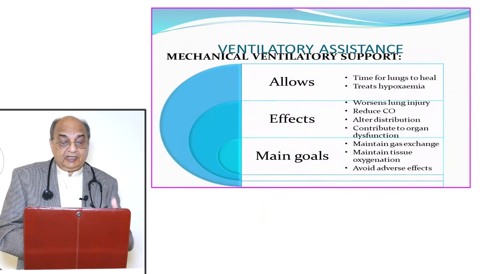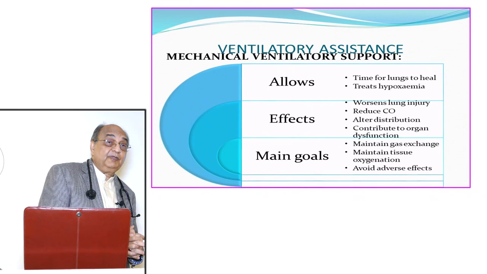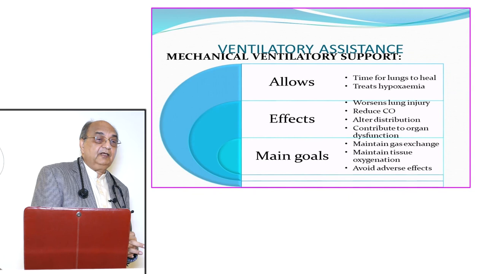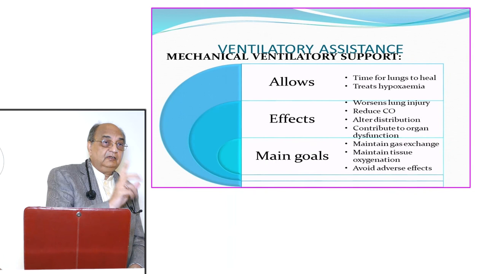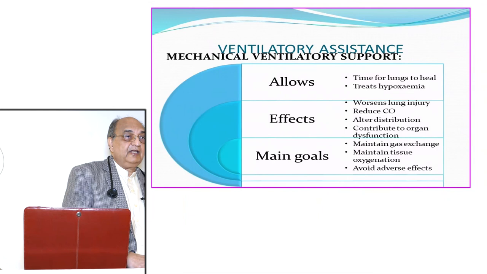Why do we need the ventilatory support? And it worsens the lung injury. Always remember, when you put the patient on a ventilator or give ventilatory support, it is against the natural way of breathing. There are respiration and ventilation, and there is a difference between the two. Breathing is of two types: respiration and ventilation. Respiration is negative pressure breathing and ventilation is positive pressure breathing.